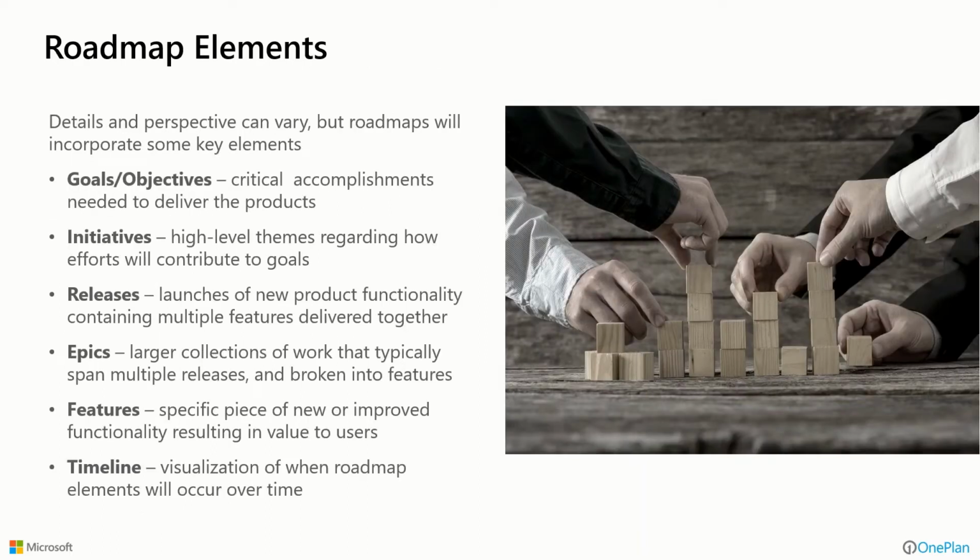Now, what are some of the key elements that are in a roadmap? Depending on the type of communication you want to provide, the details and the perspectives and the context can vary. But roadmaps will generally incorporate some key elements. One will be the goals and objectives, which is really the critical accomplishments or directions to deliver these products. There's the initiatives, AKA projects, which are high-level themes regarding how these efforts will contribute to the actual goals of the organization. So these initiatives actually contribute to achieving those goals.